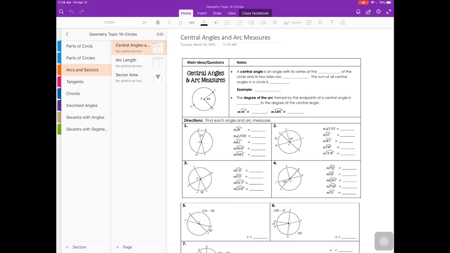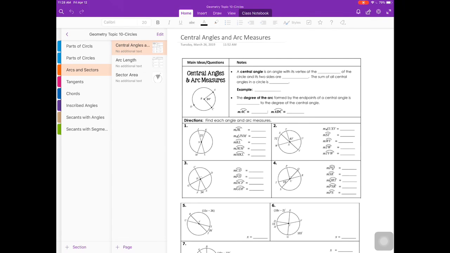Hello students, today we are going to talk about central angles and arc measures, arc length, and sector areas. So this is going to be a lot of information, but hopefully it won't be a long recording because we have a really cool project we're going to work on today. So let's start by reviewing our central angles.